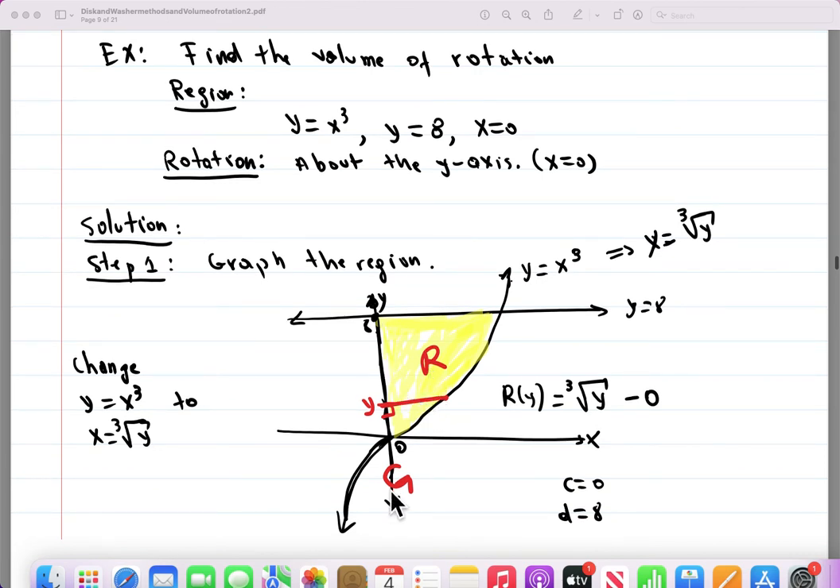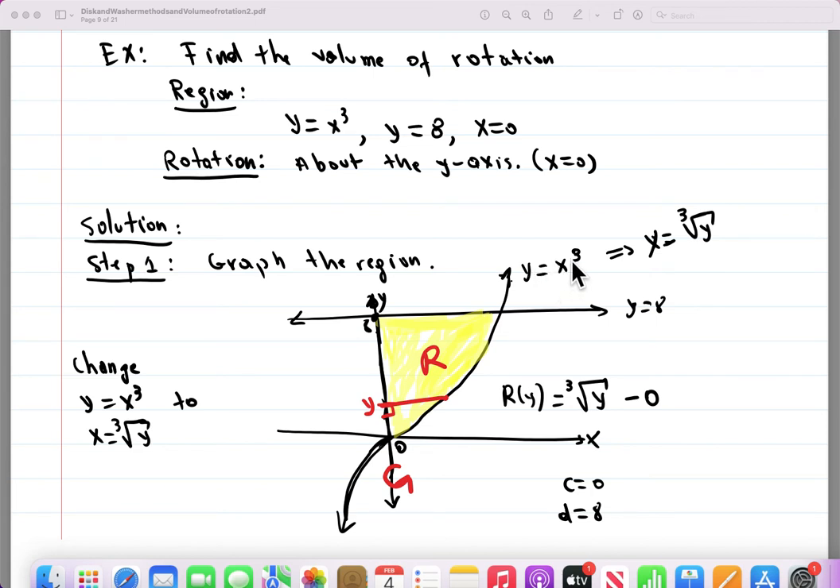Now, because the line of rotation is the y-axis, we know that the cross-section line should be horizontal, so that it's perpendicular to the line of rotation. So we draw our cross-section line, and since it's touching the y-axis at y, that means everything must be expressed in terms of y, including the given function. This function was a function of x. We have to change it as a function of y. We cannot use it as it is.